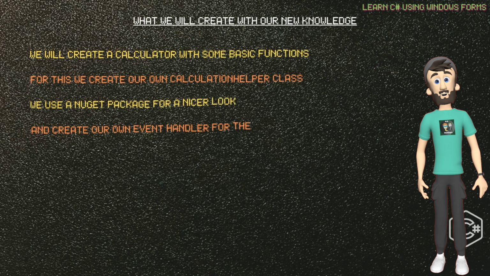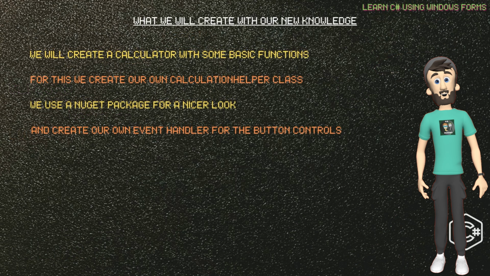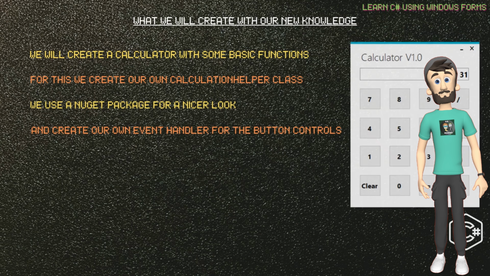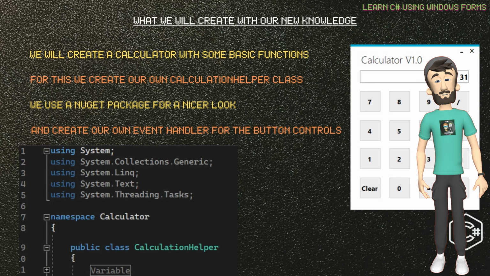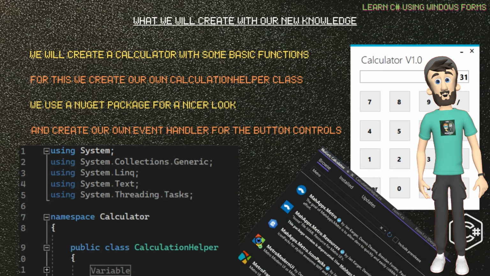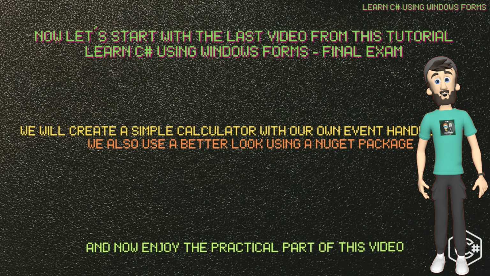What we will create with our new knowledge. We will create a calculator with some basic functions. For this we create our own calculation helper class. We also use a NuGet package for a nicer look and create our own event handler for the button controls. Now let's start with the last video from this tutorial. Learn C# using Windows Forms, final exam. We will create a simple calculator with our own event handlers and calculation class. We also use a better look using a NuGet package. And now enjoy the practical part of this video.